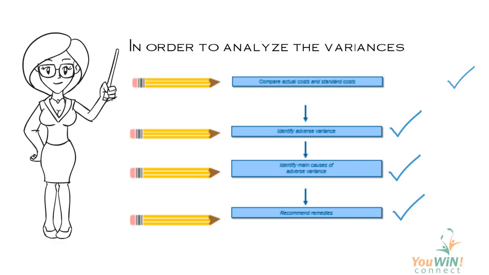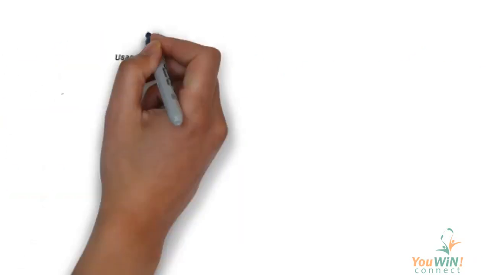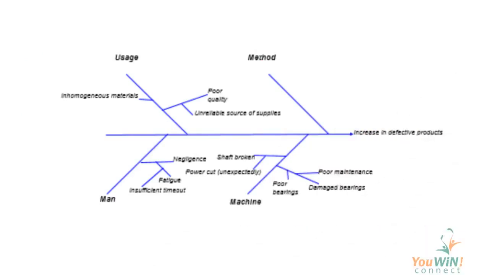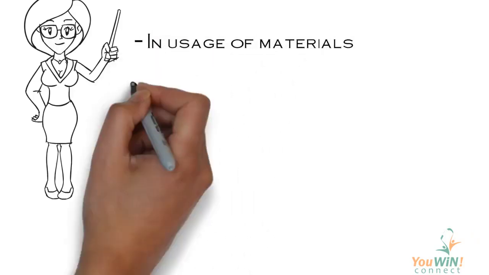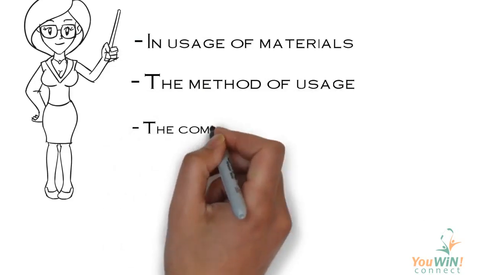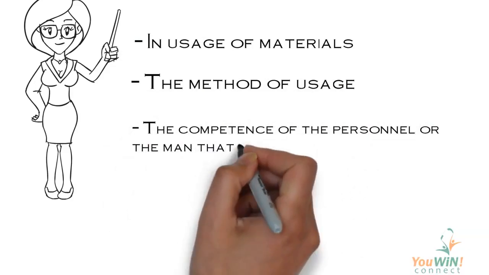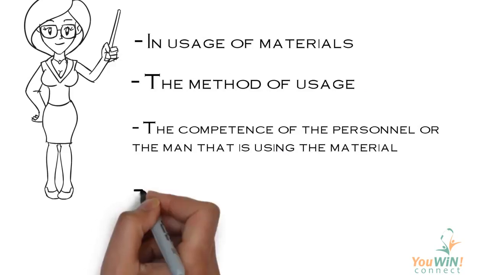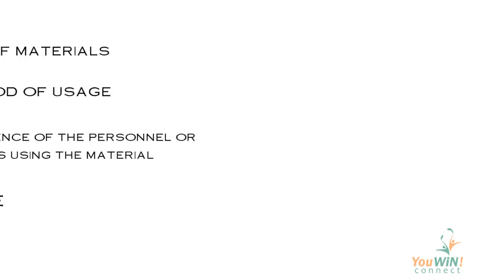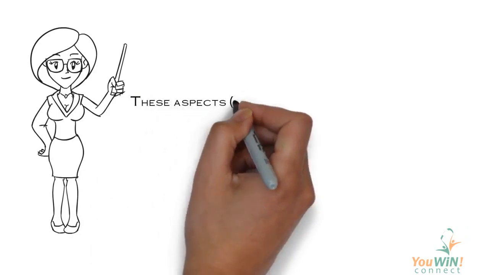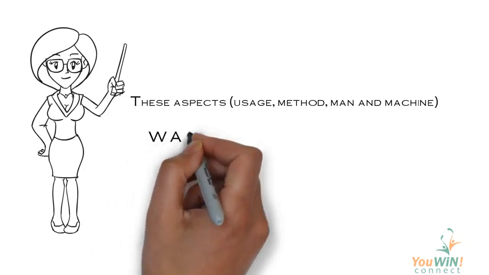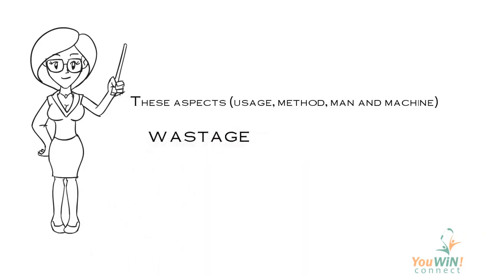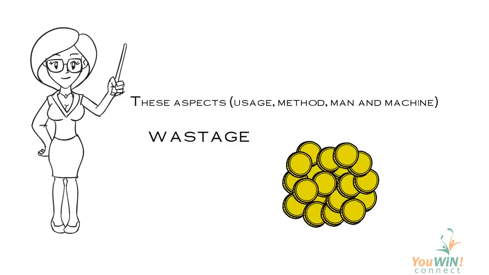There are other causes of cost variances. An example, when we look at the fishbone diagram, in usage of material, the method of usage, the competence of the personnel or the man that is using the material, and the machine itself. These three aspects, method, man, and machine, can lead to wastage and thus increase in cost.